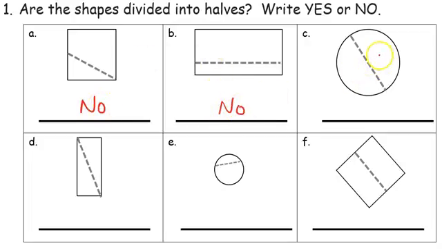The circle is divided into 2 equal pieces, so we'll say yes, those are halves. The rectangle has been divided into 2 equal pieces. This circle has been divided into 2 pieces, but they are not equal, so we'll say no. And the square has been divided into 2 equal pieces. So those are the halves that are shown in this table.